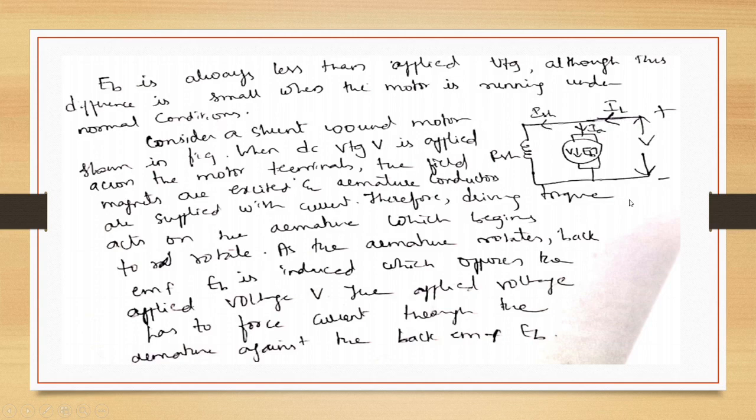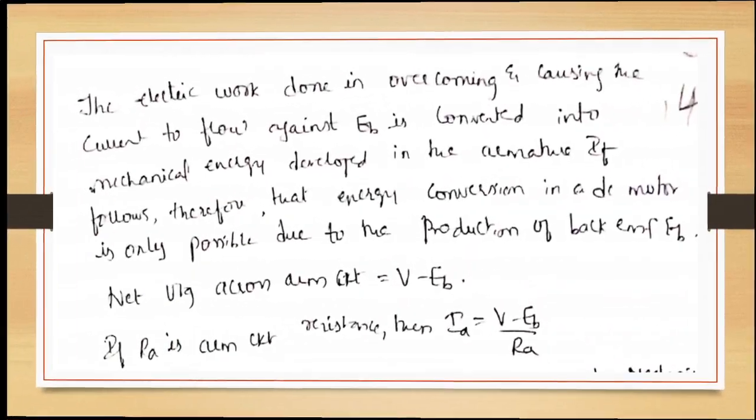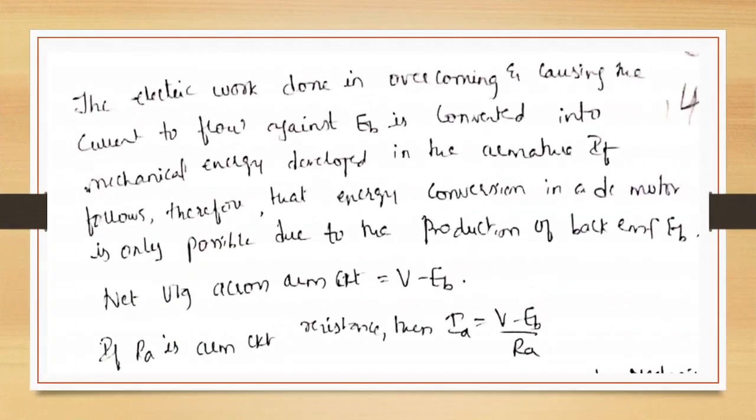So let us consider a shunt motor as shown in the figure. When DC voltage V is applied across the motor terminals, field magnets will be excited and armature conductors will be supplied with current. Therefore, driving torque will act on the armature, which will begin to rotate. As the armature rotates, back EMF is induced, which will oppose the cause, that is the applied voltage V, and the applied voltage has to force current through the armature against the back EMF EB. Electric work done in overcoming and causing the current to flow against EB is converted into mechanical energy developed in the armature. It follows therefore that energy conversion in a DC motor is only possible due to the production of back EMF.